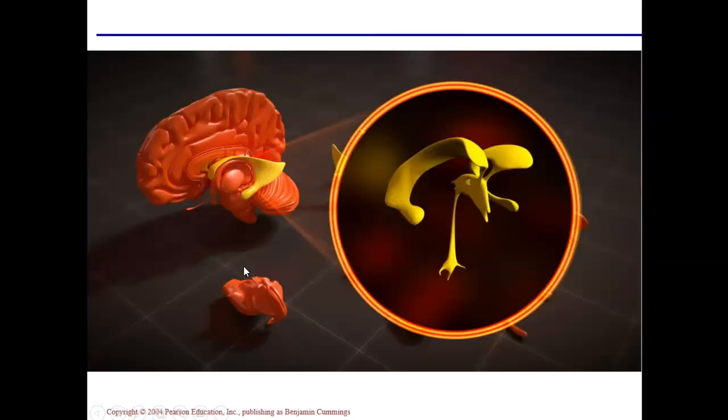You could see them also on this model. This model represents the ventricles. So we have the lateral ventricles, the third ventricle, the cerebral aqueduct, and the fourth ventricle. Again, this is representing a hollow space that is in your brain, and it's going to be filled with cerebrospinal fluid.